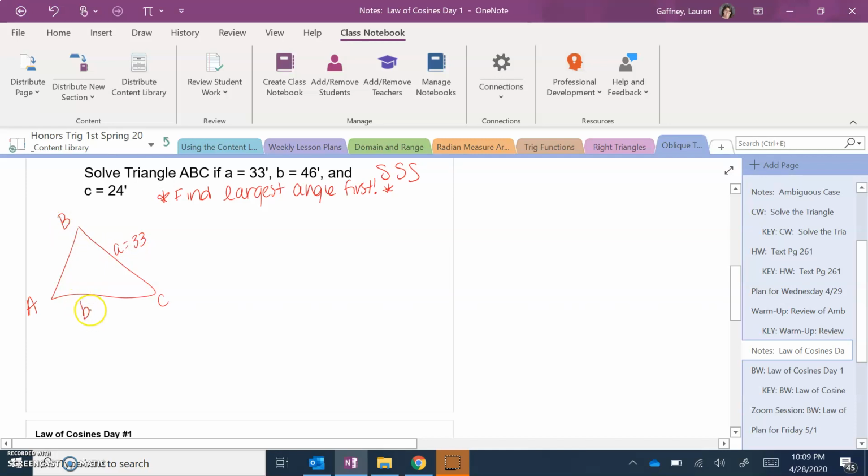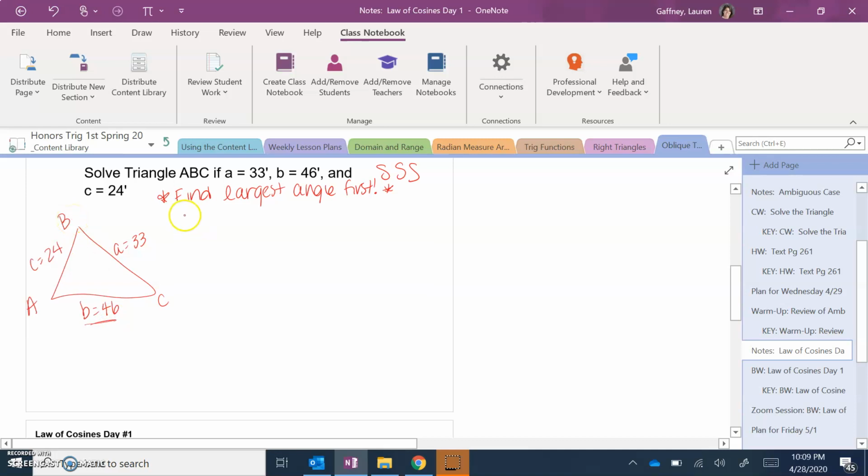So angle B should be across from side B, and C across from that angle. Okay, so I have side, side, side. Now, in this one, think about this. If I want to find the largest angle first, which angle should I be finding first? Hopefully you said angle B, because the largest angle is across from the largest side.